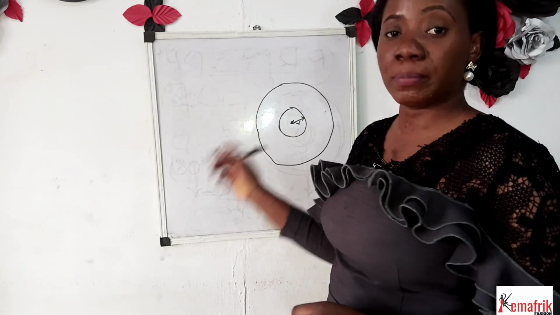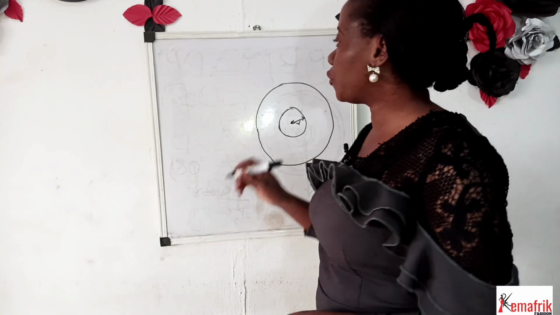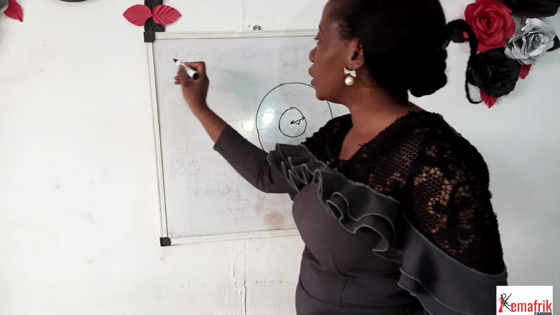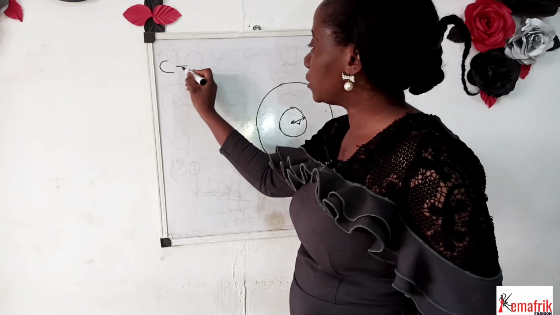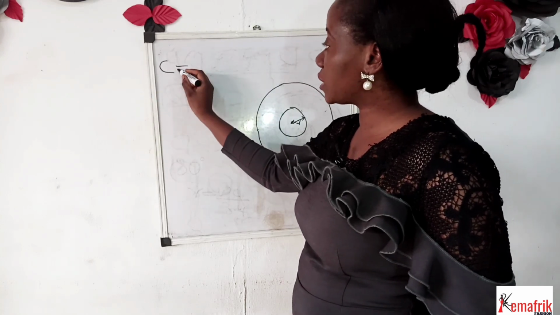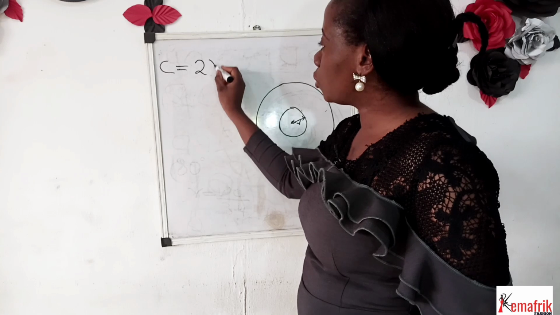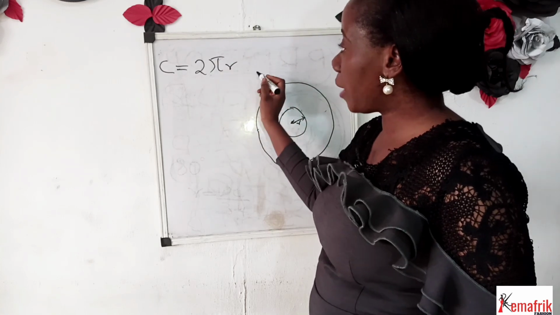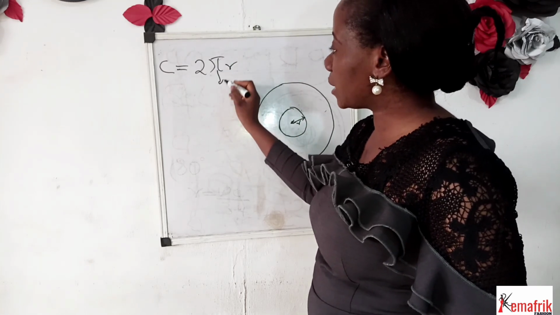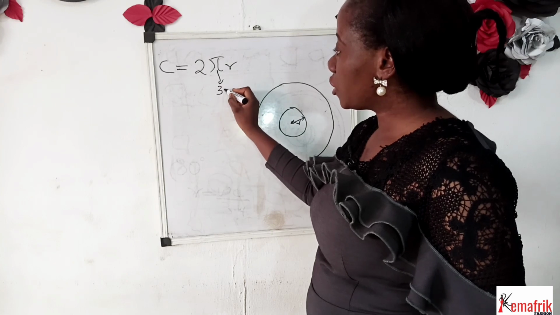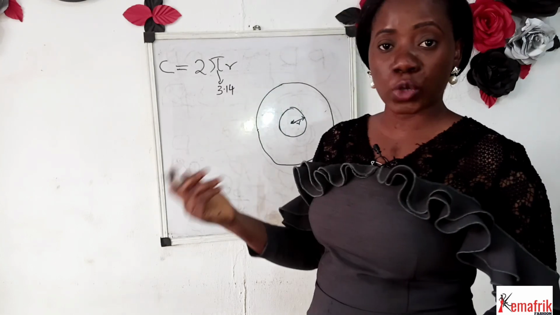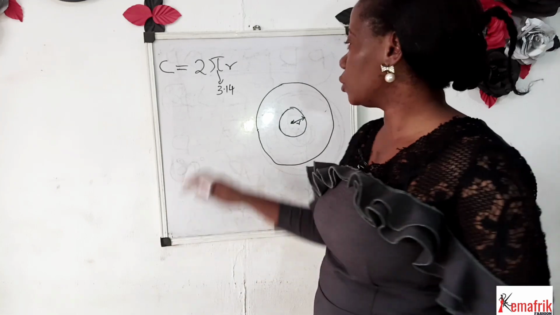We'll be starting with a mathematical formula, which is the formula for the circumference of a circle. So I'll just say the circumference of a circle. The formula is: circumference of a circle is equal to 2πr. Okay, so pi is a mathematical constant, which is 3.14 or 22 divided by 7.